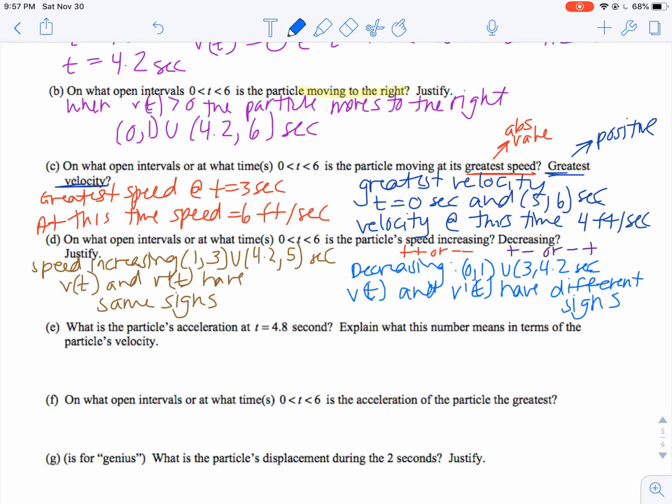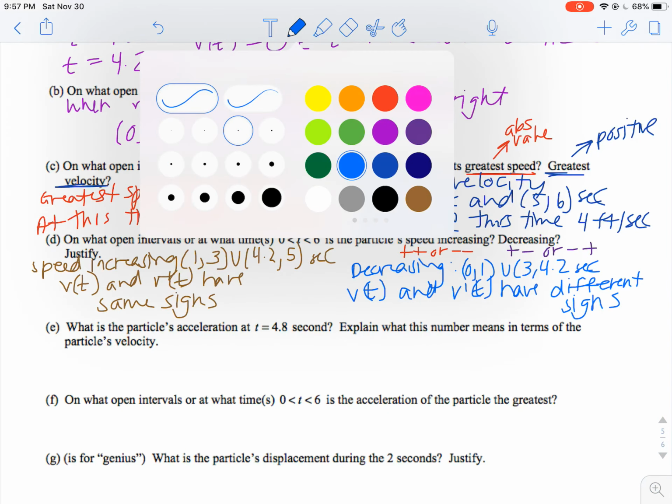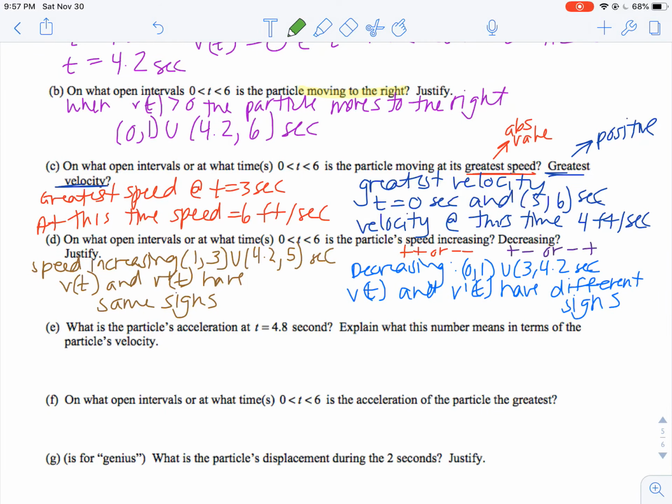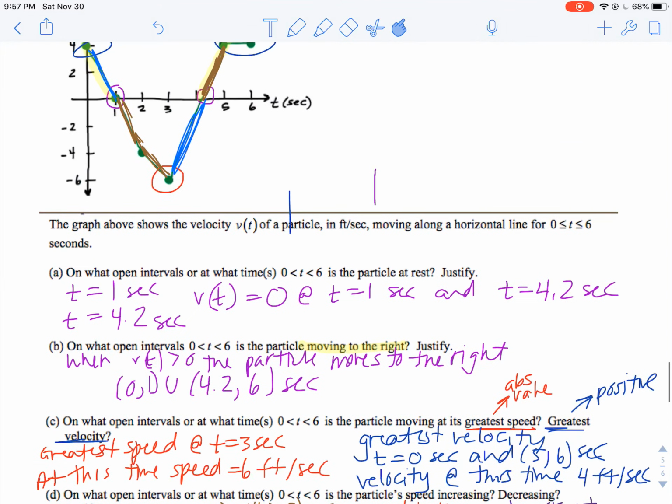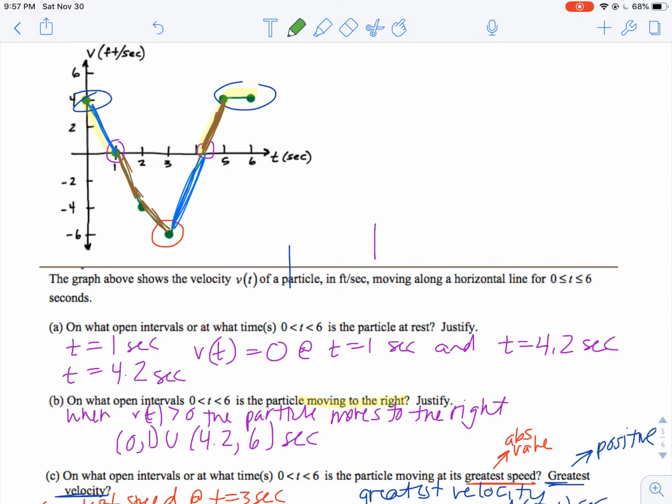What's the particle's acceleration at t equals 4.8 seconds? All right, so we're looking for the slope of velocity as acceleration. So we're going to find the slope at 4.8 seconds. All right, so we can use these 2 points right here. This is a nice straight line. So I'm using the point 3, -6, and what's that, 5, 4?